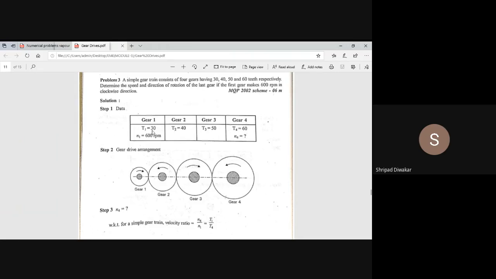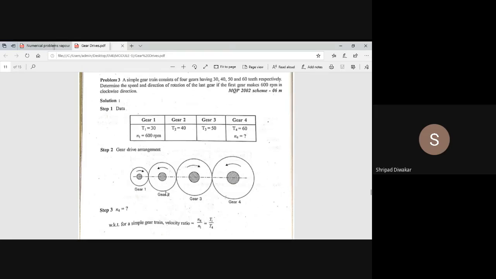Next you have to write the given data. T1 is 30 and N1 is 600 rpm. They are given only the number of teeth of all the gears and the speed of the first gear, that is 600 rpm. T2 is 40, T3 is 50, T4 is 60, and we don't know the speed of all the gears. We know only the speed of the first gear, that is 600 rpm. And our aim is to determine the speed of the last gear as well as the direction of rotation. So direction of rotation is most important.